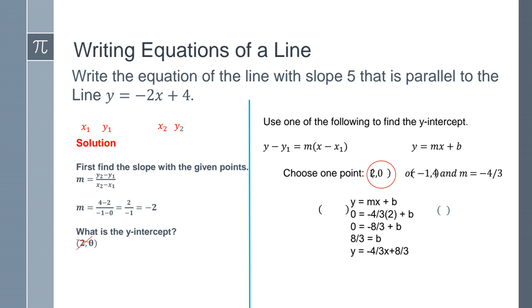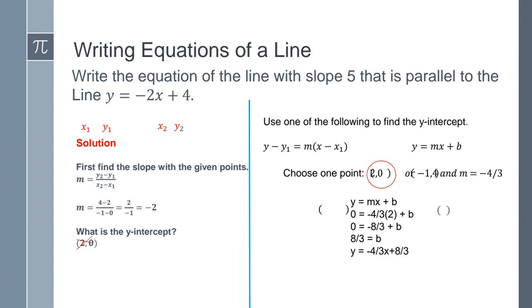But if we use the second formula, which is the slope-intercept form, my y is 0 and my x is 2. And I already have my slope, so I'm going to plug all the values in. My y is 0, my m, which is my slope, is negative 4/3, and my x is 2. On the left side of the equal sign, we just have 0.